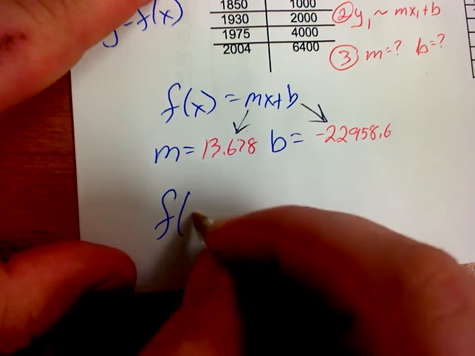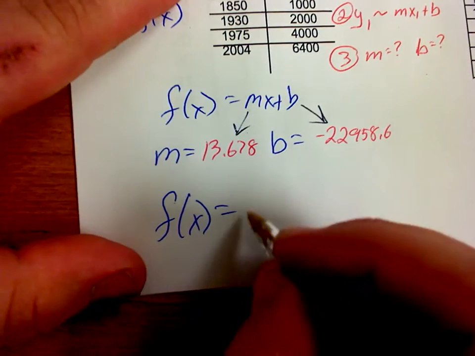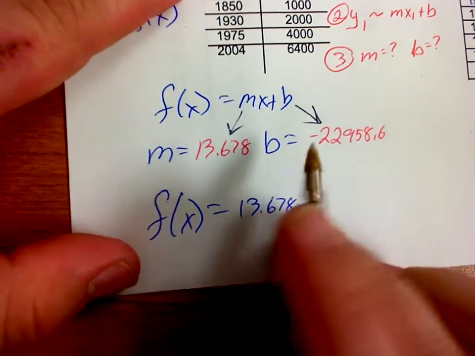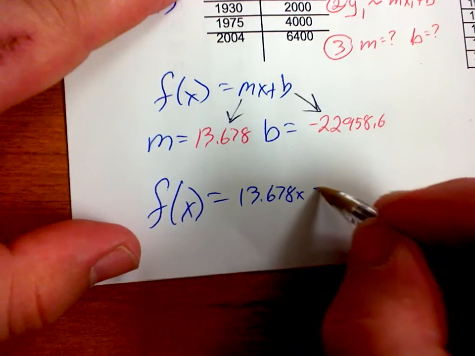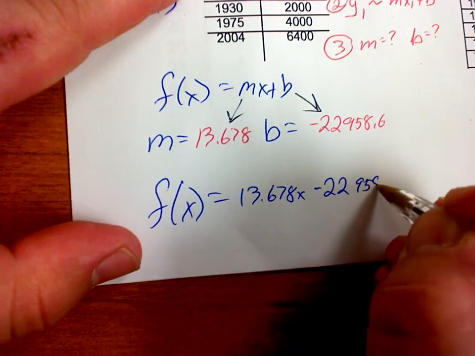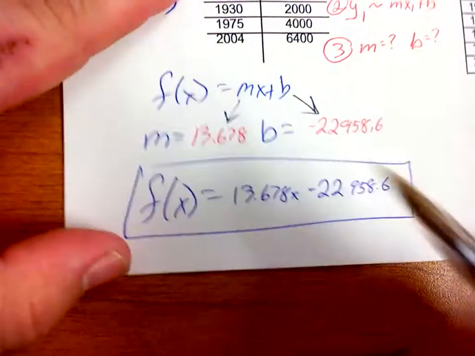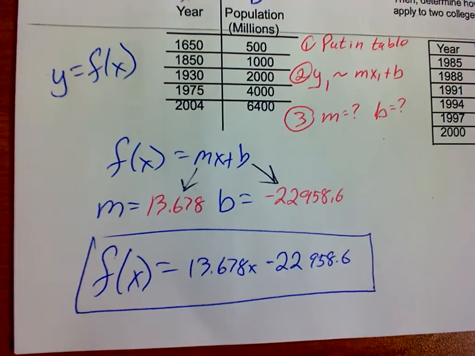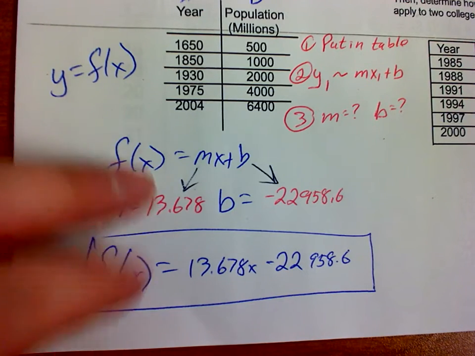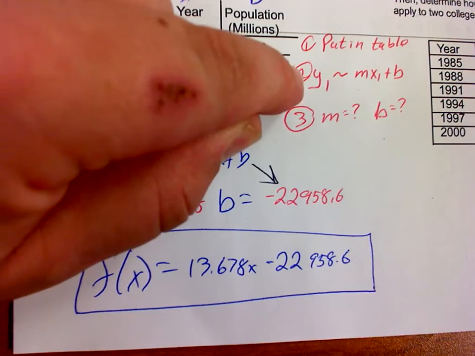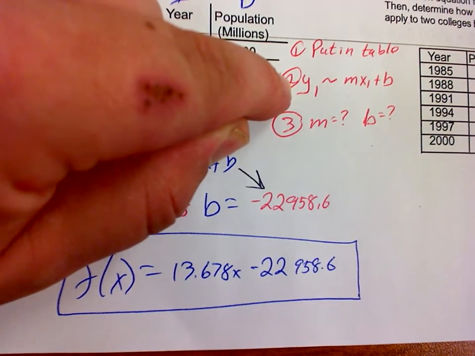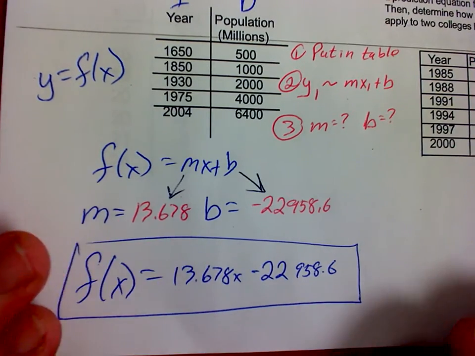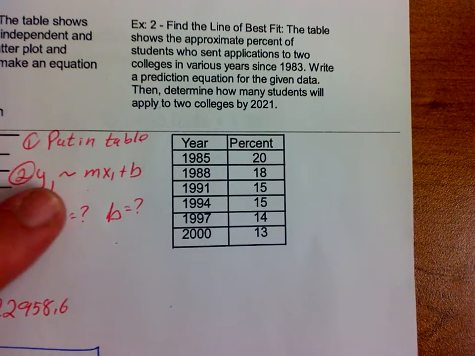So our prediction equation of this line of best fit here is going to be, instead of mx, 13.678x. Instead of plus b, it's going to be minus 22,958.6. And this would be our prediction equation, or our equation of the line of best fit, for the given set of data points here. All we had to do was use the Desmos calculator to plug in the table, use our equation y1 squiggly mx1 plus b, and we were given the slope and the y-intercept that we could use to plug in.